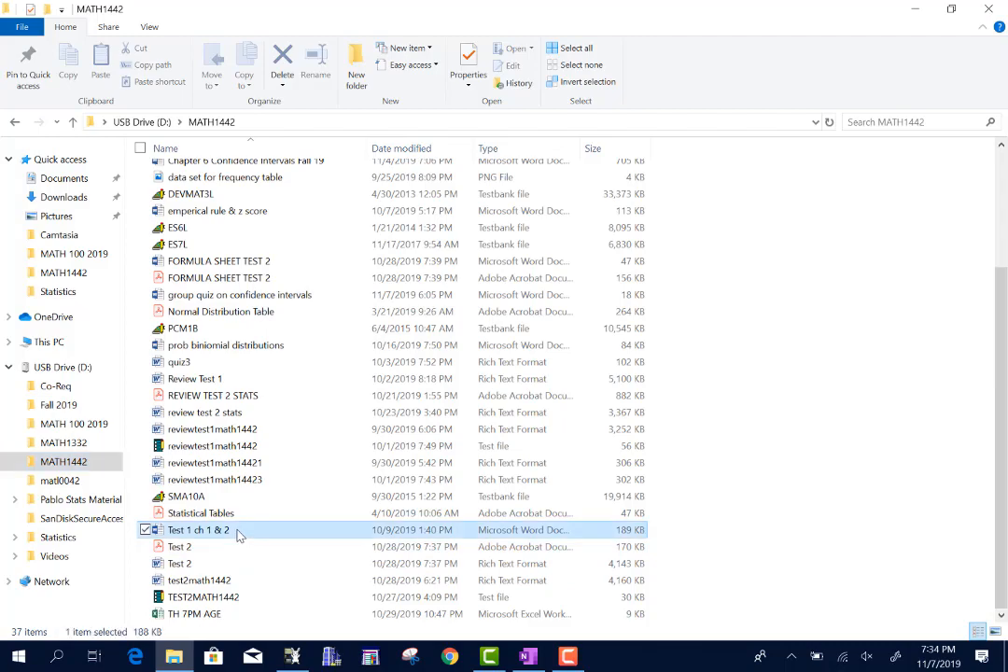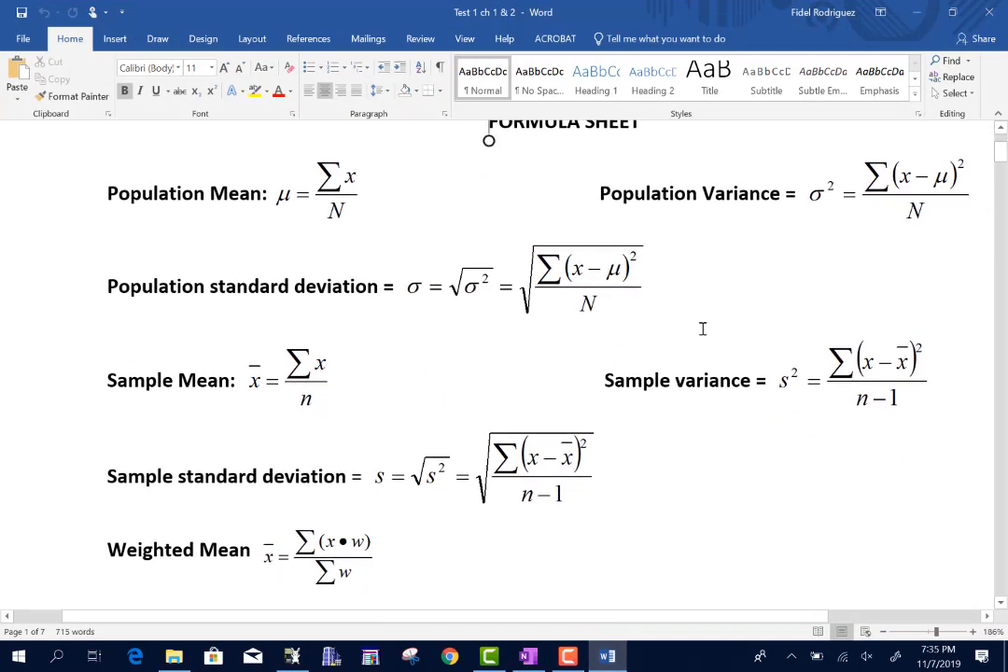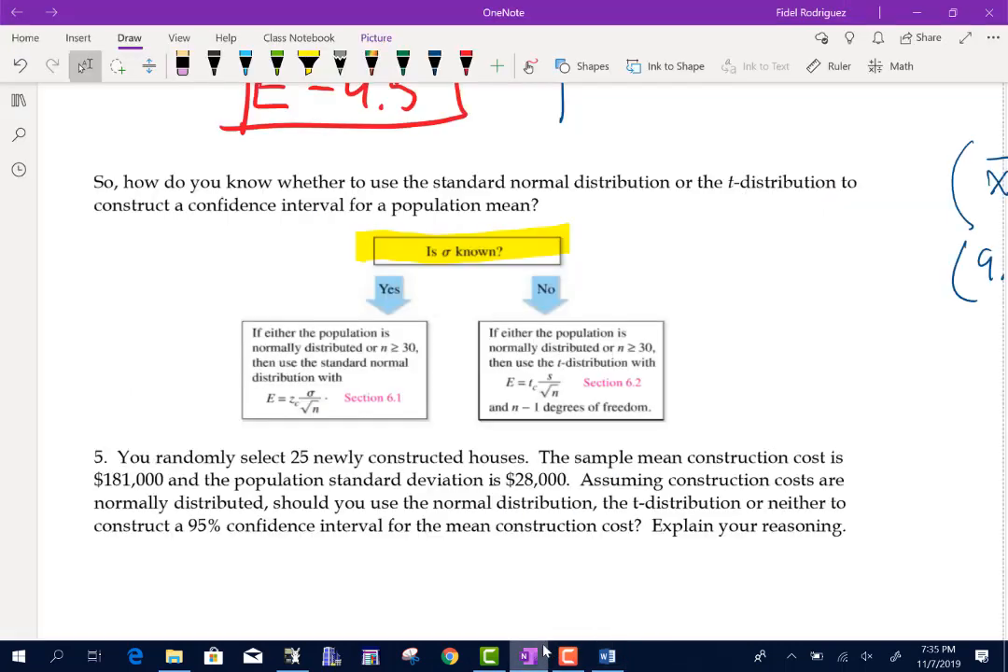Where's my test, chapter 1 and 2? The one thing I want to make sure of is that when I'm looking at the information given to me, I remember what each of those symbols stands for. We talked about this the other day. The population mean is mu. The sample mean is X bar. The population standard deviation is sigma. And the symbol for the sample standard deviation is S, right?